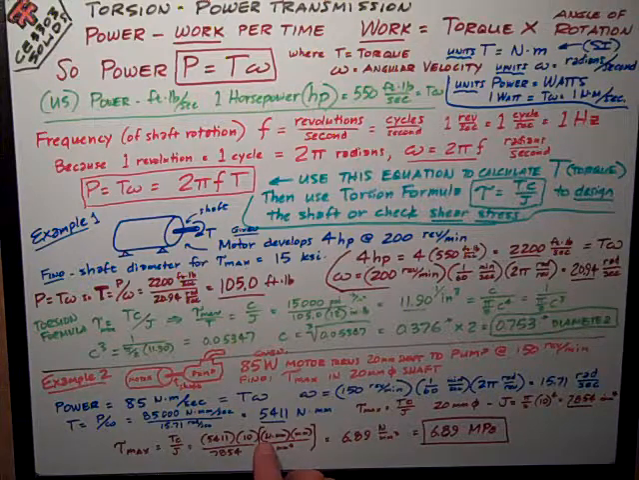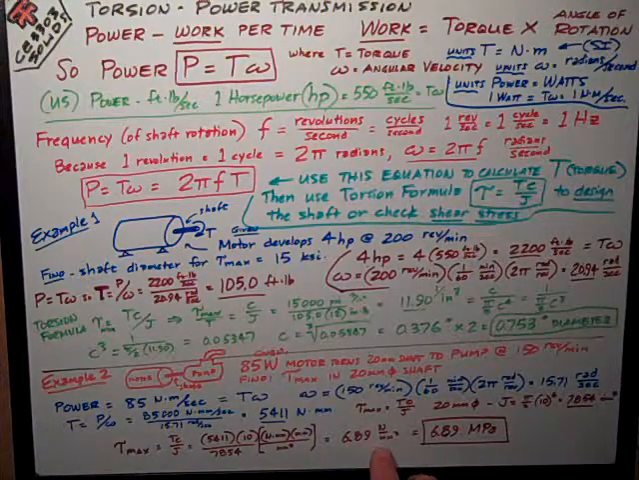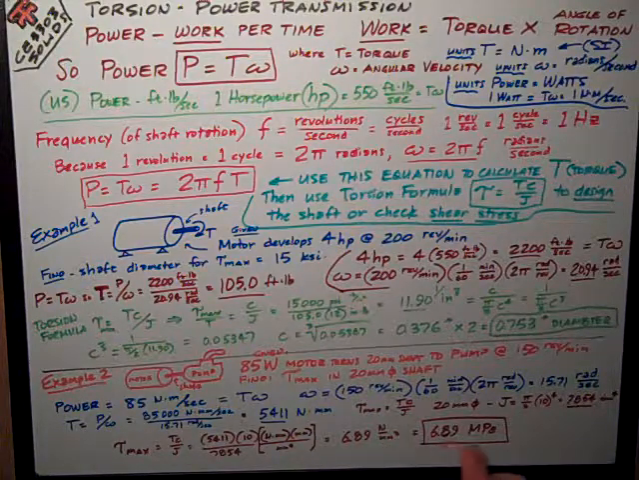Checking my units, I got Newton millimeters times millimeters for my radius, divided by millimeters to the fourth, is equal to 6.89 Newton per millimeter squared, which is a megapascal, so that's my answer, 6.89 megapascals.